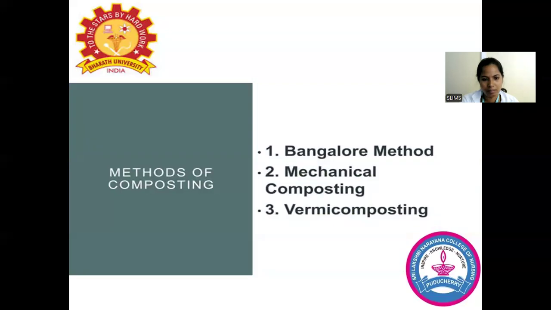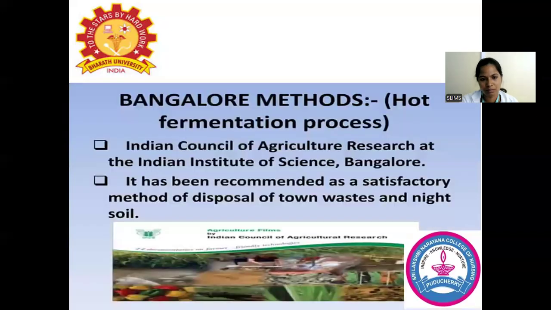So next are the methods of composting. Here in composting also we have 3 methods, that is Bangalore method, mechanical composting and vermicomposting. So we'll see the Bangalore method. The Indian Council of Agriculture Research at the Indian Institute of Sciences, Bangalore, which is situated there, has recommended it as a satisfactory method of disposal of town wastes and night soil.